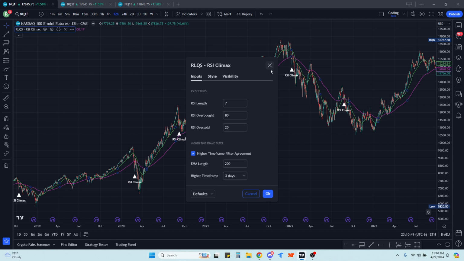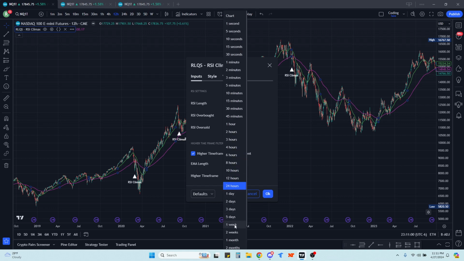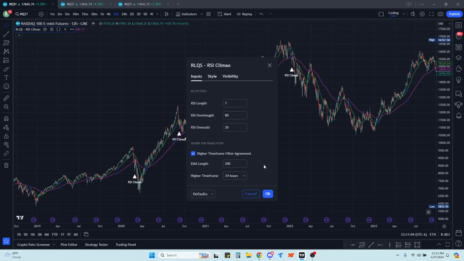So use the same filter. If you're trading the 5-minute, use the 1 hour. If you're trading the 1 hour, use the 4 or 12 hour. If you're trading the daily time frame, use like the 3 days to 1 week as your filter, that sort of thing. You want to use multiples of at minimum 3 to 5.